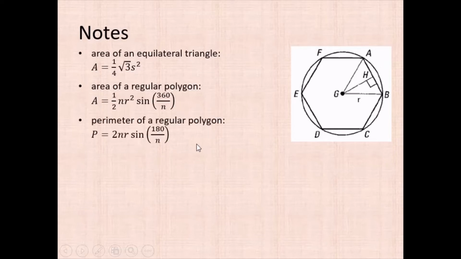That's the area. The perimeter is 2nr sine 180 over n. So a lot of similarities between the two formulas, but also enough of a difference to make them a little bit different. We've got half on the area and 2 on the perimeter. On the area, the r is squared, but perimeter is not. They both have n's though. They both have sines. And on the area, it's 360 over n. Perimeter is 180 over n. But the letters are the same. N is the number of sides, and r is, once again, the radius, or the distance from the center to the outside point.